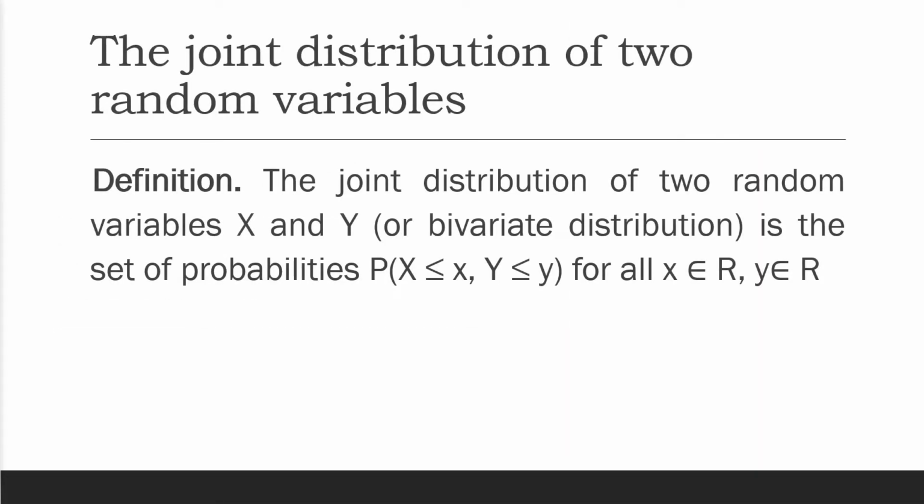The joint distribution of two random variables. By definition, the joint distribution of two random variables x and y, also called the bivariate distribution, is a set of probabilities in which the probability of x is greater than or equal to the set x, and the probability of y is greater than or equal to set y, for all x elements of the real numbers and for all y elements of the real numbers.